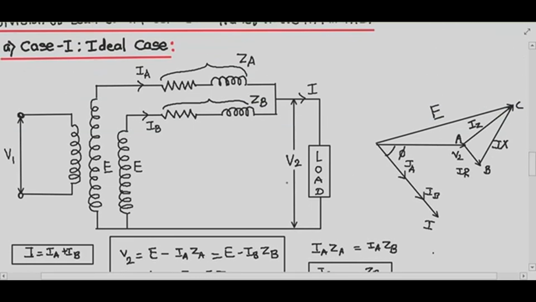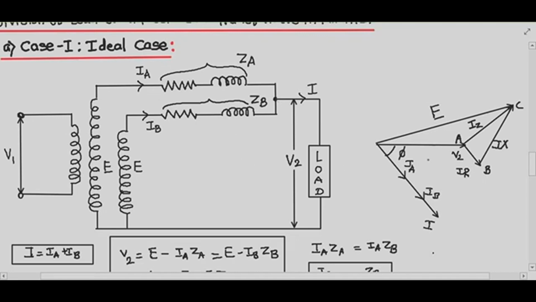This is the ideal case we have assumed. What is the ideal case? The ideal case is that the net voltage in this loop will be 0, so there will be no circulating current. The current flowing through the load will be the algebraic vector sum of my IA and IB. So we have to apply Kirchhoff's current law to this node.